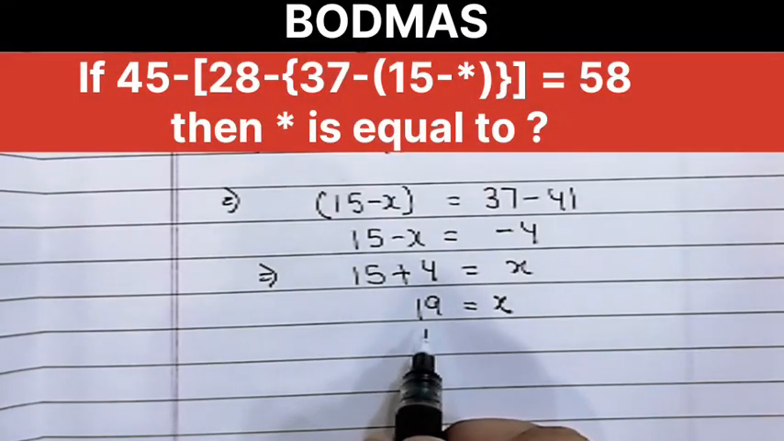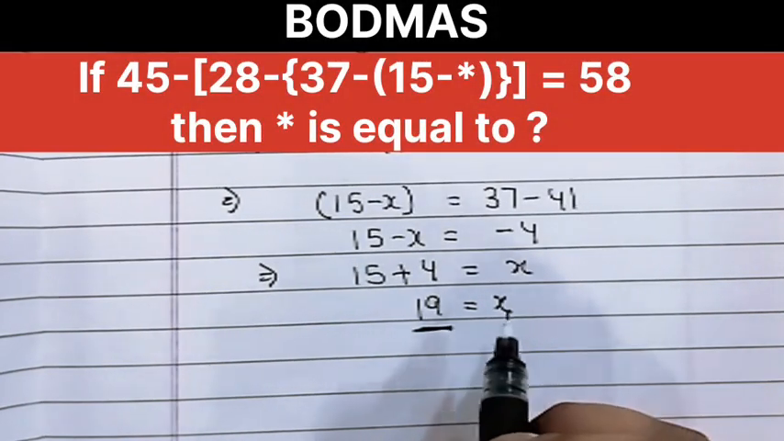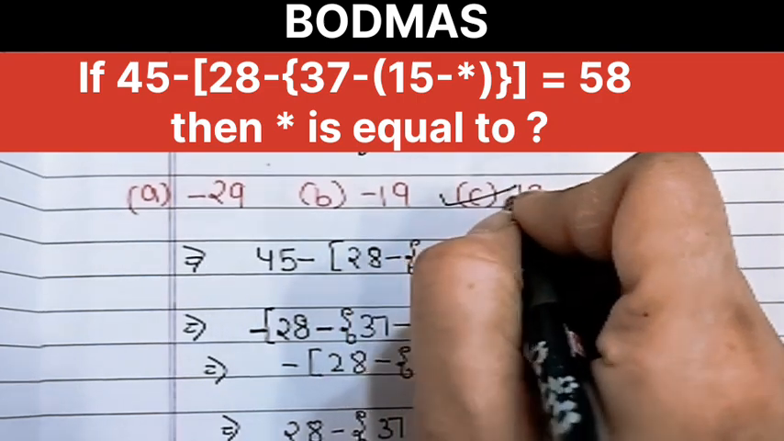The value of the star is 19, and the correct option is C.